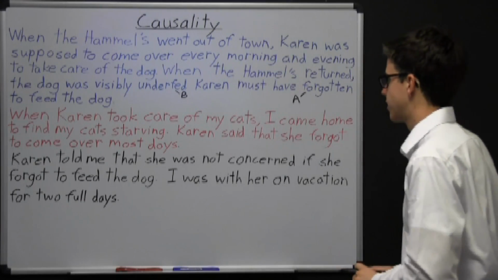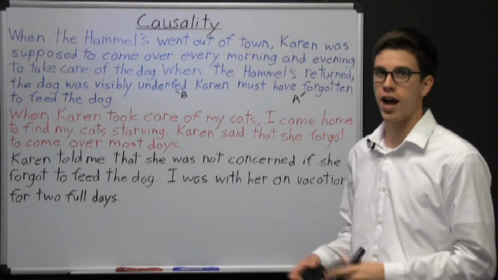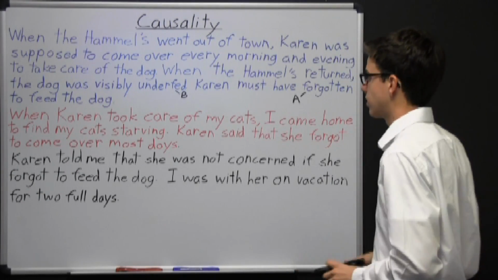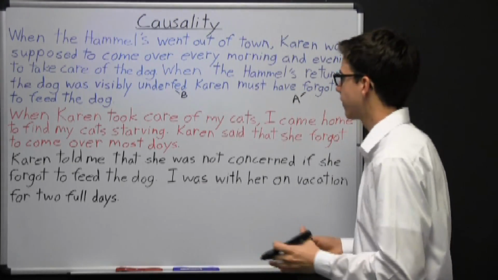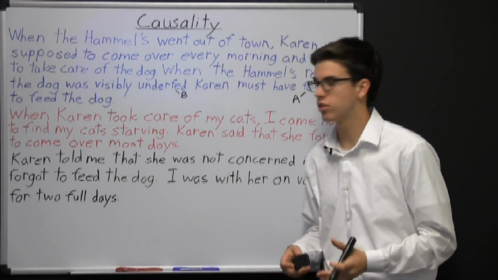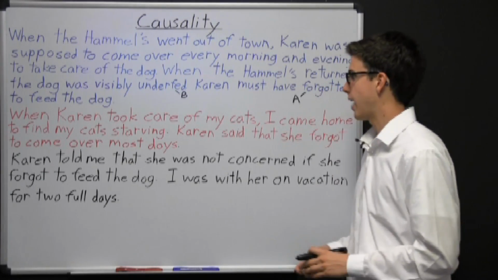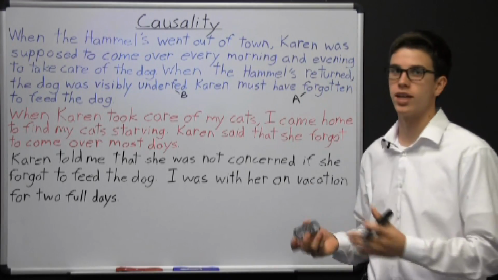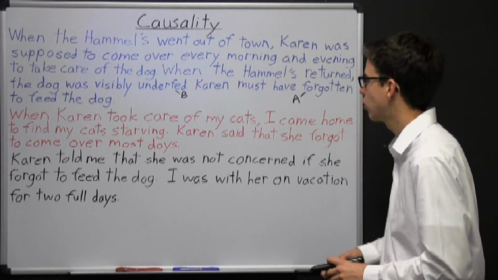So we have to ask ourselves, is it possible that A caused B? Absolutely. But then we have to go further and ask ourselves, is it probable? Well, we don't know yet because there's so many other factors that could have caused B. For example, maybe Karen went over to feed the dog every day, but a lot of dogs act differently when their owners aren't around, and so maybe the dog didn't eat very much. Or maybe the food bowl is on the back porch and other animals came up and ate out of the food bowl. This would be very probable because since the Hamels were out of town, there wasn't much human activity to deter animals coming up to the back porch.